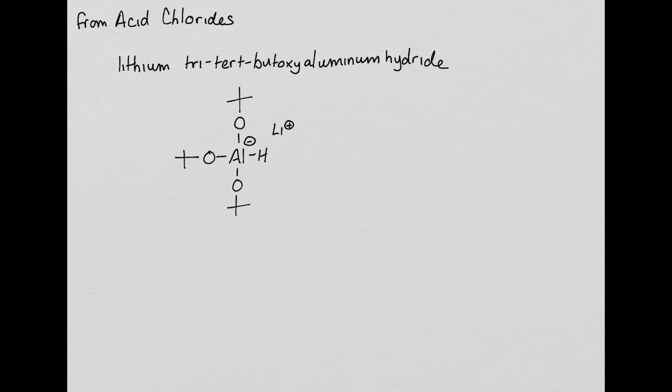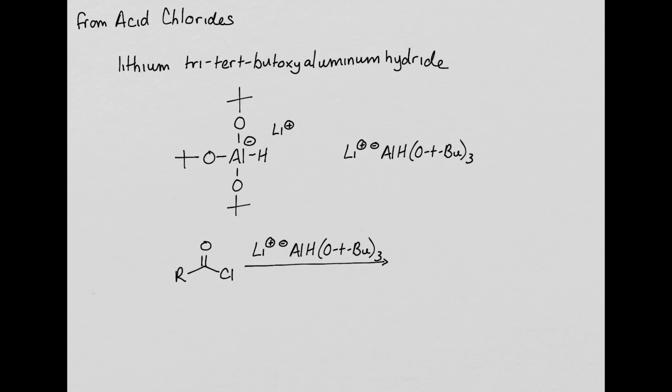This compound is also often written like this. The tert butoxides serve to draw electron density away from the aluminum as well as make it bulky. This makes the hydride less nucleophilic and makes it able to stop the addition of hydride to the acid chloride after a single equivalent. Treatment of an acid chloride with lithium tri-tert-butoxy-aluminum hydride produces the aldehyde. The acid chloride can be synthesized from the carboxylic acid using thionyl chloride, just like an alcohol.